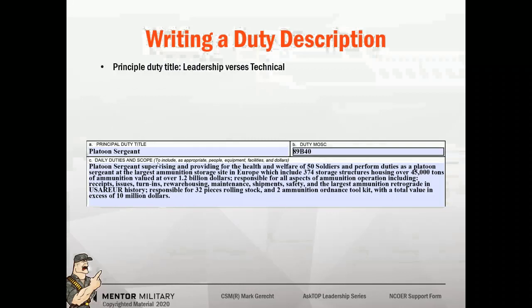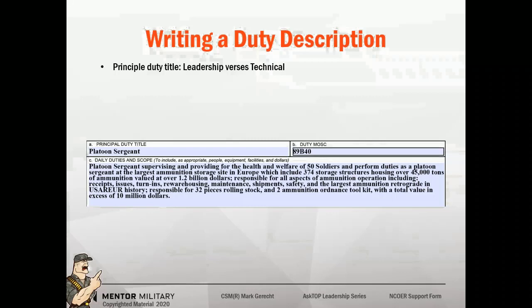Several things you need to know. First, is it a principal duty title or leadership versus technical? What do I mean by that? Some units will, for example, let's say this individual is an ammunition specialist, sergeant first class, and he's a platoon sergeant, but they use the MTO designation slot of ammunition sergeant. Well, when the board sees the principal duty title of ammunition sergeant, they don't immediately see leadership platoon sergeant.